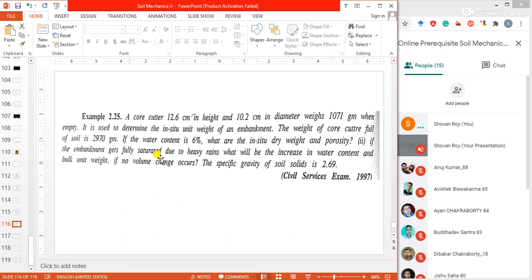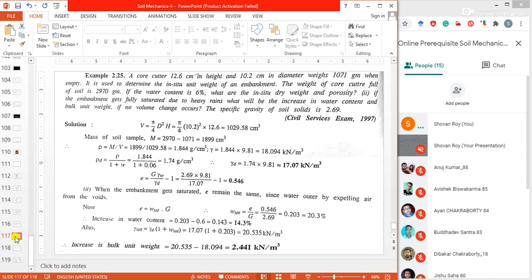This is the first question. And number 2: if the embankment gets fully saturated due to heavy rains, what will be the increase in water content and bulk unit weight if no volume change occurs? And the specific gravity of the soil solids is 2.69. This question is taken from the civil service exam 1997. Now let's go to the solution.